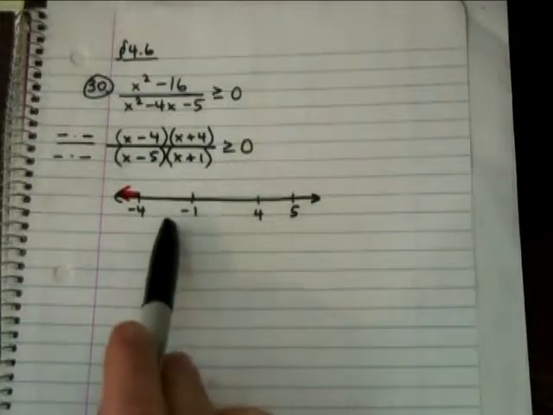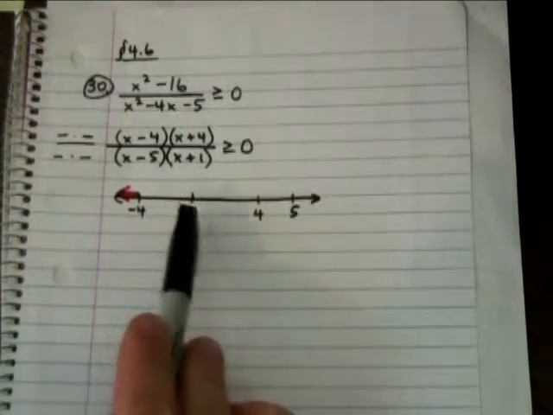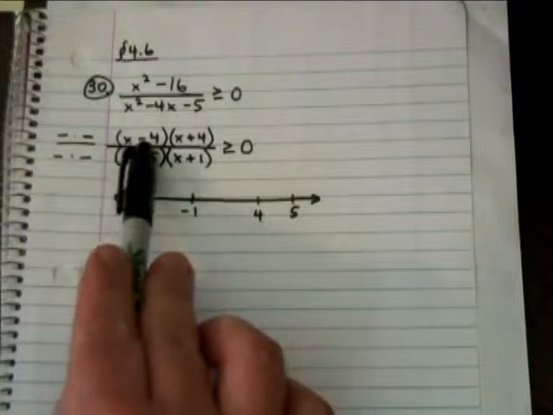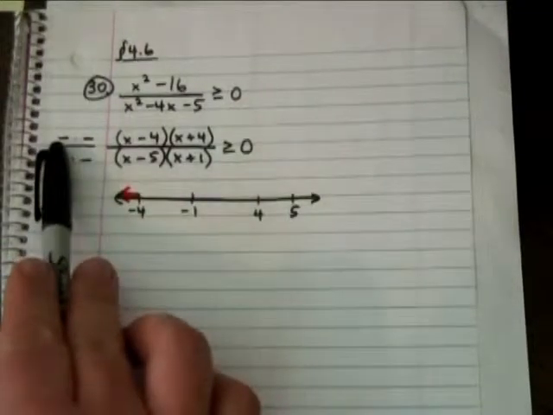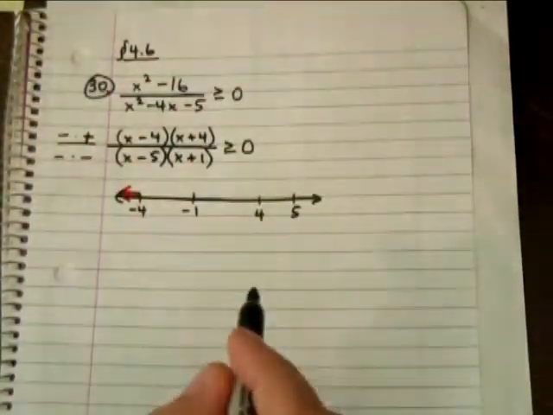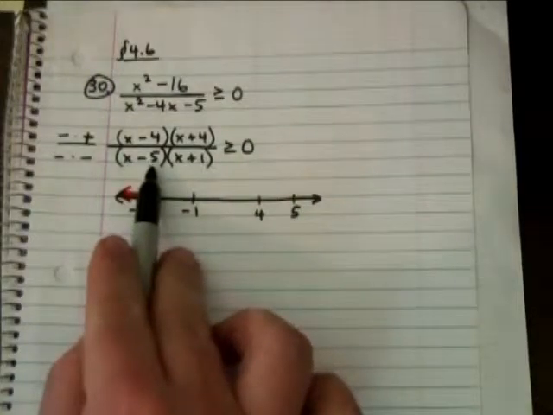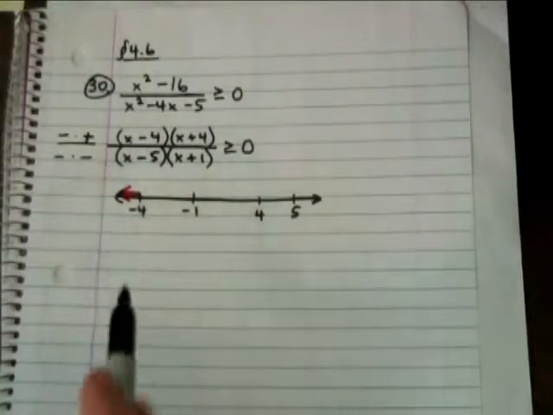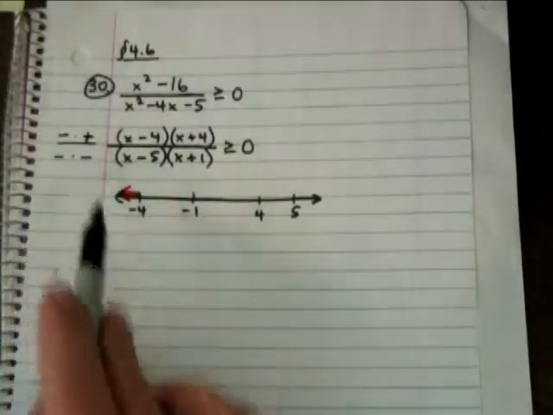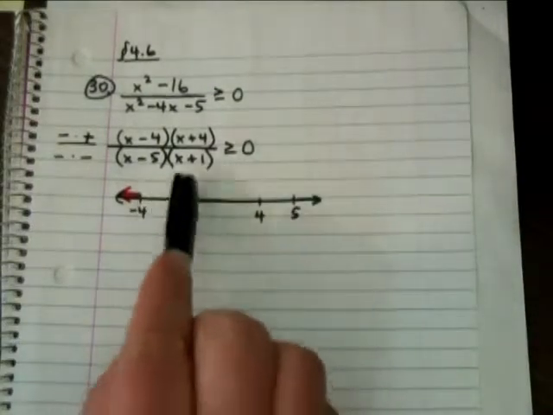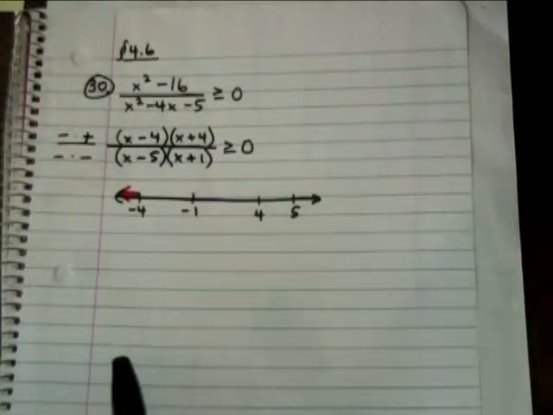Okay, then test the next region. So choose a number in between negative 4 and negative 1. For example, I'm going to use negative 3. Well, negative 3 minus 4 is a negative number, so that didn't change. Negative 3 plus 4, however, is positive. So that changes to a plus. Negative 3 minus 5 is negative, so that didn't change. And negative 3 plus 1 is also negative. Well, if you multiply and divide, and you've got 3 negatives and 1 positive, the result comes out negative. That's not what we want. So I'm not going to shade this region at all. I'm going to leave that blank.